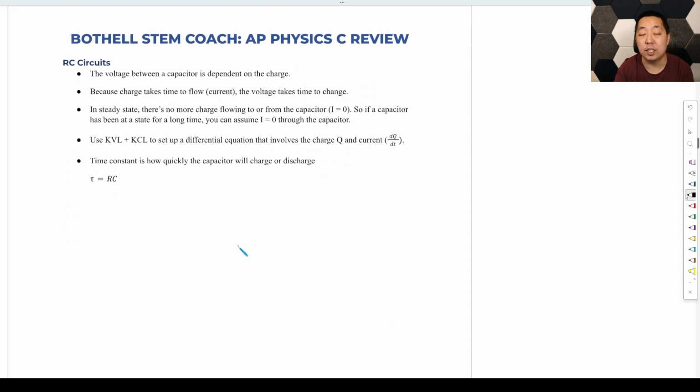RC circuits are the combination of R and C circuits, and this is where it gets a little bit tricky. The voltage across the capacitor is dependent on the charge. Q equals CV. Because charge takes time to flow, the voltage takes time to change. The flow of charge is the current, and because current's not instant, the charge doesn't appear instantly. It takes time for the charge to arrive, so the voltage takes time to change.